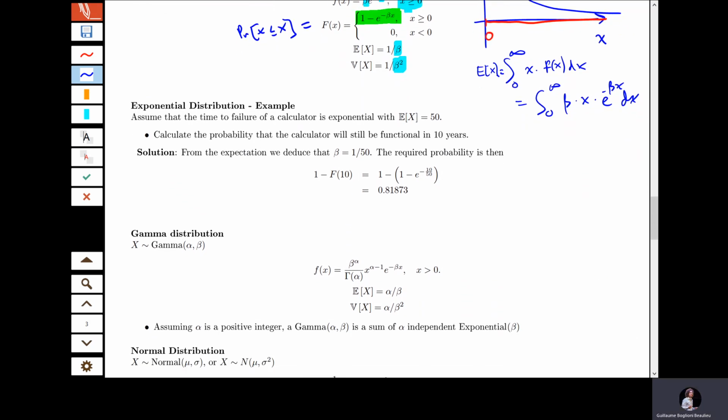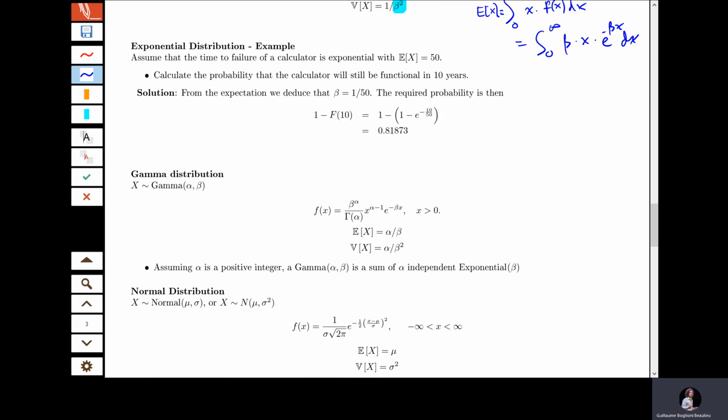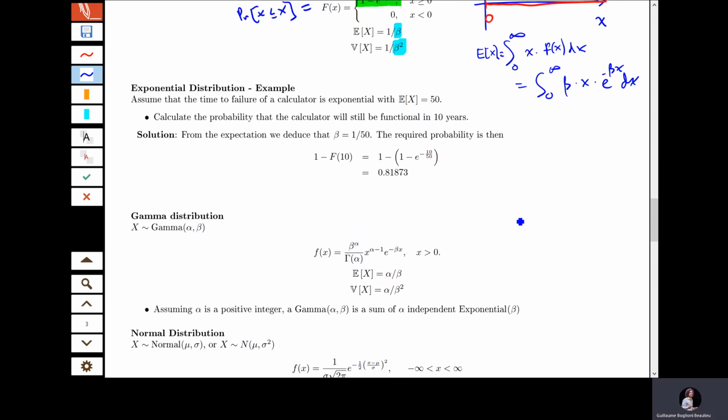Now here is again a numerical example. Assume that the time to failure of a calculator is exponential, with expectation 50. They don't say the units, but then they ask to calculate the probability that the calculator will still be functional in 10 years. So you can probably guess that this means 50 years. It's very well designed, a calculator that has an expectation of 50 years.